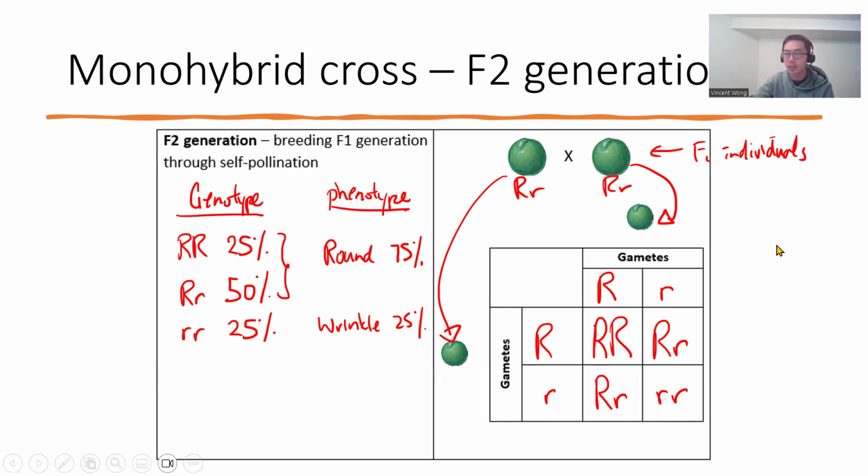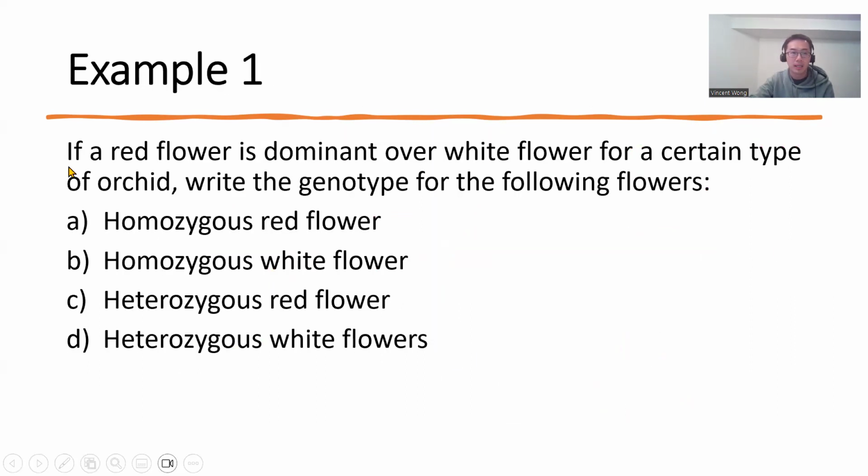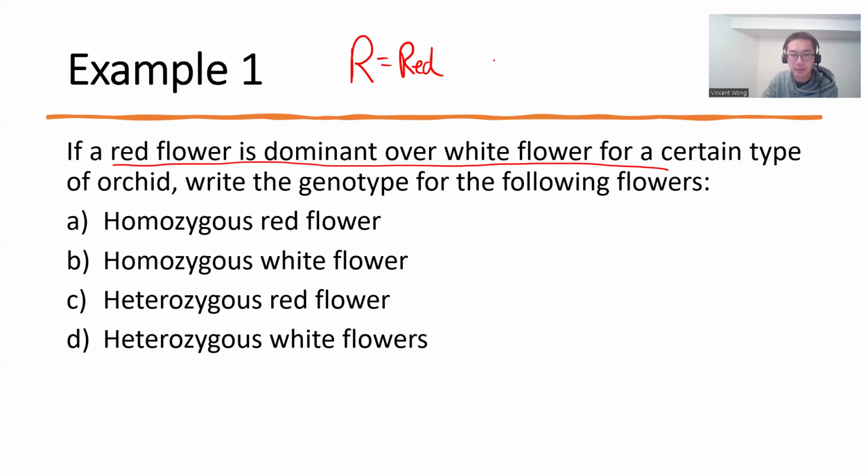Okay, let's do some more practice. If a red flower is dominant over white flower for a certain type of orchid, write the genotype for the following flowers. So we have to come up with our own letters. We use the dominant trait to pick the letter. Dominant is red, so we'll say big R is red. And then we have to use the same letter, okay? You cannot use R for red and W for white, okay? We pick big R because red is dominant, and automatically small r is the other color, which is white.